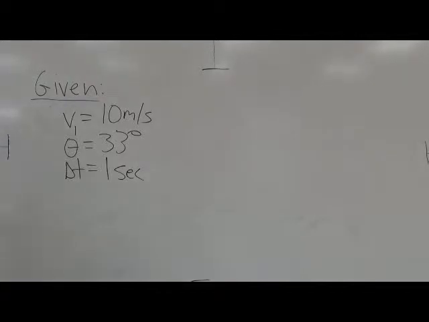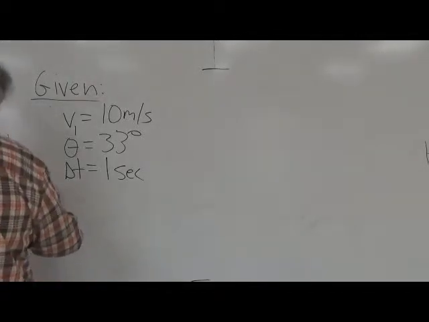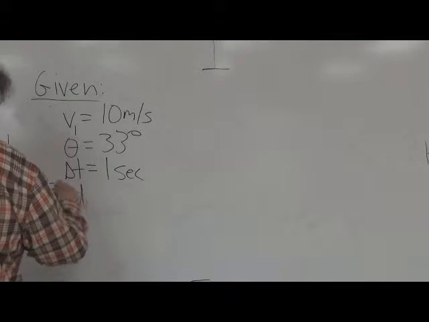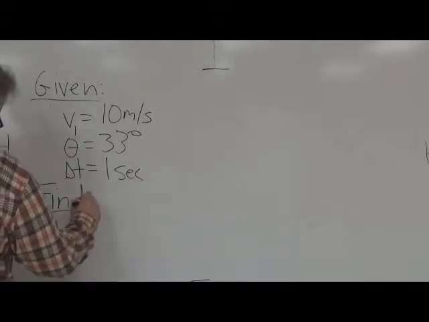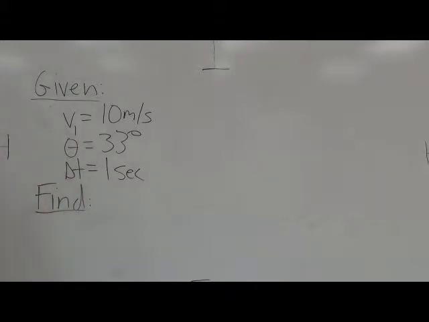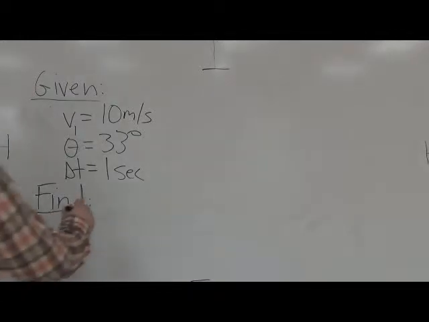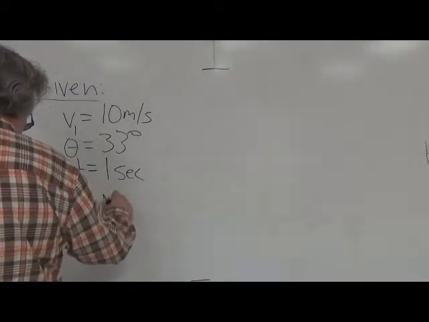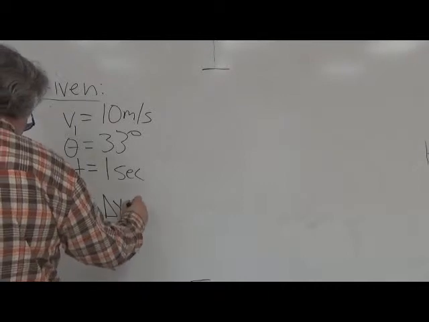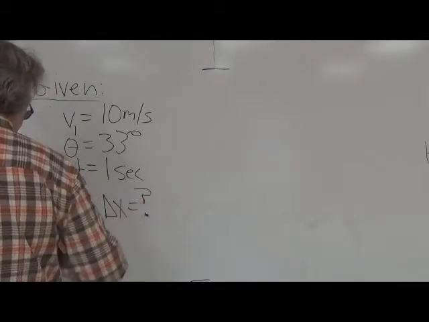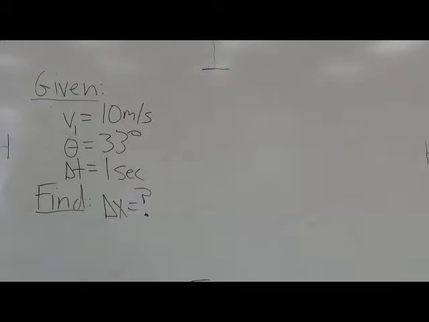So, we want to find how far it goes. So let's do the find section from our GFFS. Put down displacement in the x direction. That's what we're looking for. Now, the formula you're going to use is the formula that you use to find components of a vector. So let's quickly do a little sketch before we write down the formula.